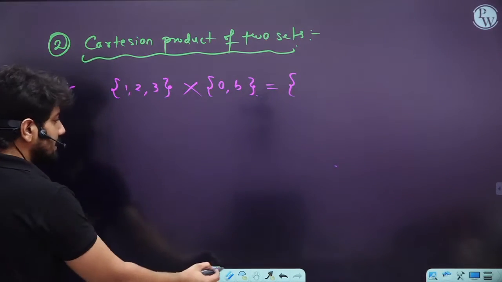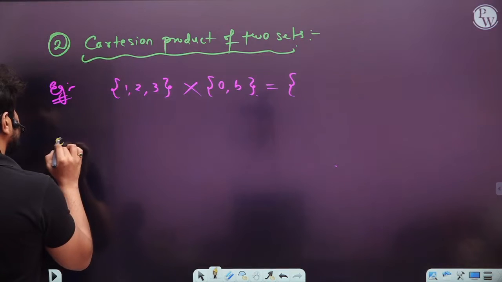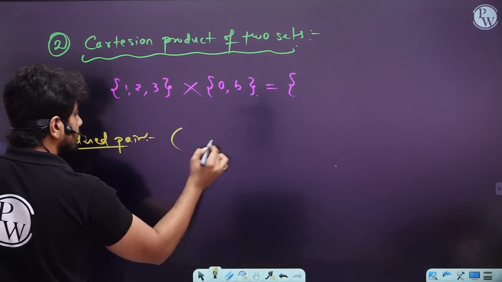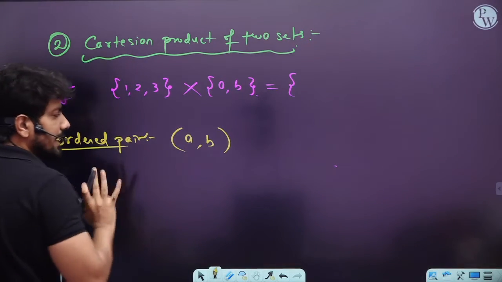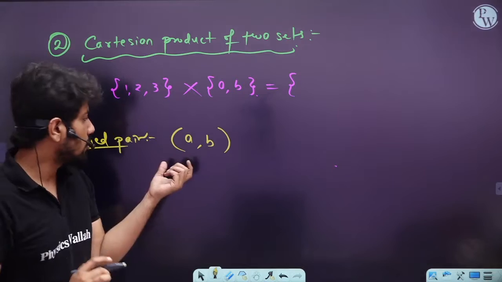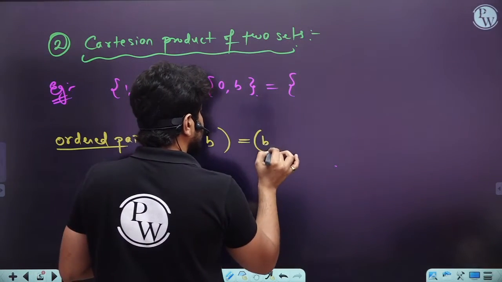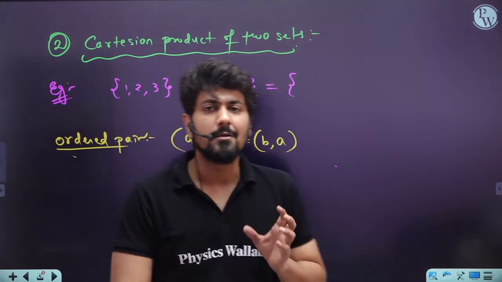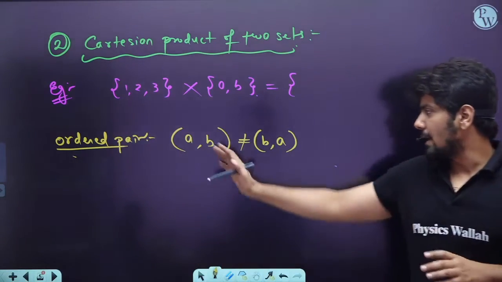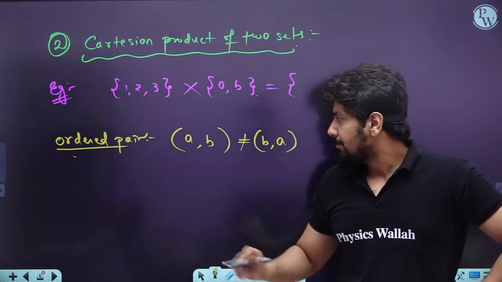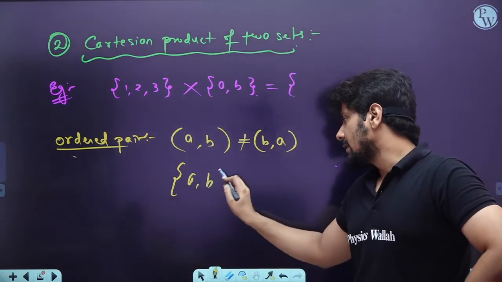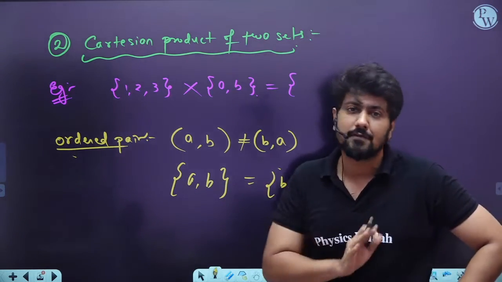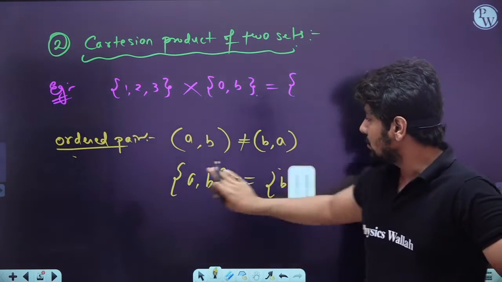Now, ordered pair is represented like this. A comma B, something like that. Here the order will matter. A comma B is not equal to B comma A because there is a order. The name in it is ordered pair. So here the order will matter. A comma B is not equal to B comma A. But if I say set A comma B and set B comma A, they are same. They are equal because this is set. This is the definition of set. In ordered pair, the order is going to matter.